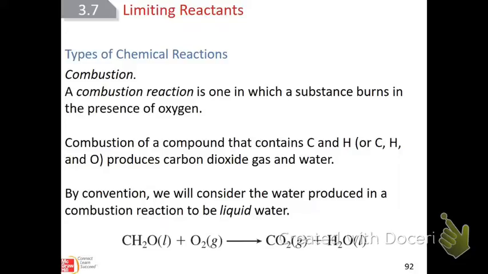Combustion looks like one of the other 5 types called a displacement, a single displacement, except for 2 important exceptions. First of all, one of its products is always going to be O2, always, okay? And the other is that it's going to have a hydrocarbon.